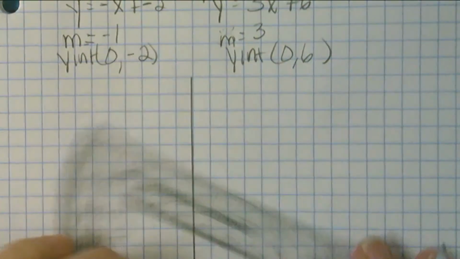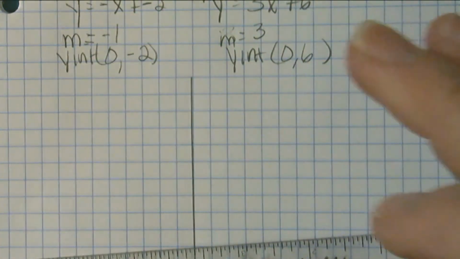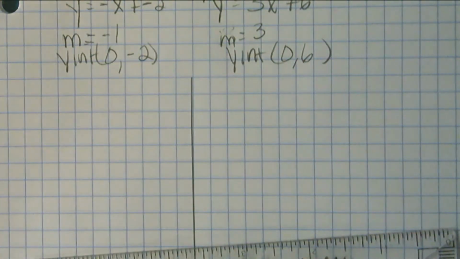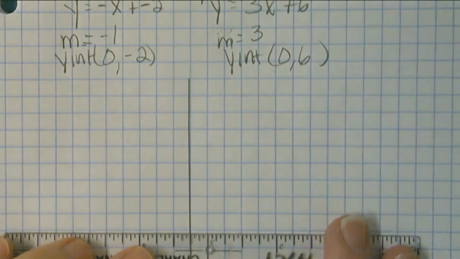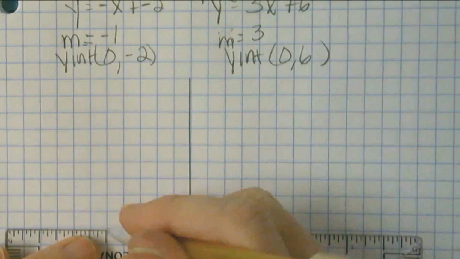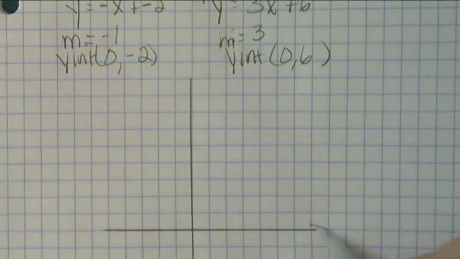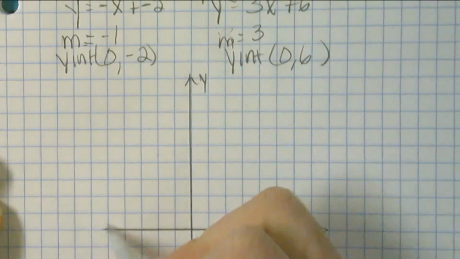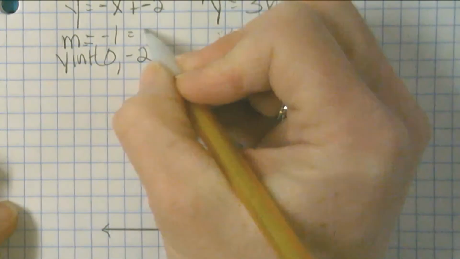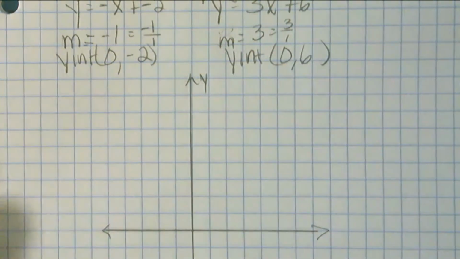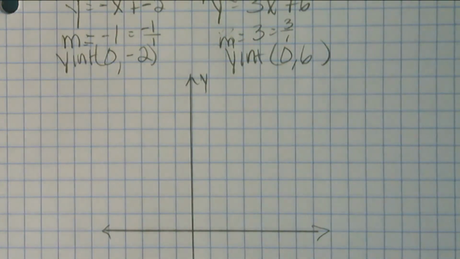Now, remember, when you're graphing these, you have to put them both on the same graph. So you have to adjust for your y-intercepts and your slopes. Now remember, with a negative slope, your rise can either be negative or your run can be negative, whichever one makes it easier for you to graph this.